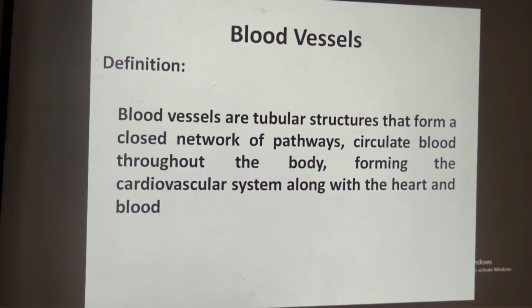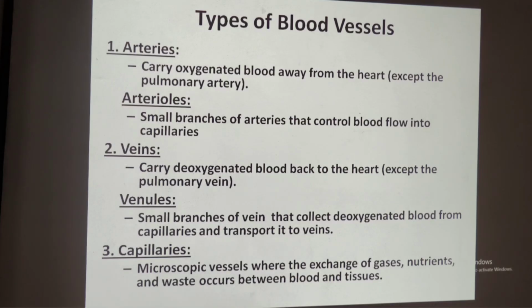Definition of blood vessels. Blood vessels are tubular structures, tubes that form a closed network of pathways, circulate blood throughout the body, and form the CVS, that is cardiovascular system, along with the heart and blood. And move on to the content of types of blood vessels. There are three main blood vessels: arteries, veins, and capillaries. But it can also be said as five: arteries, arterioles, veins, venules, and capillaries.